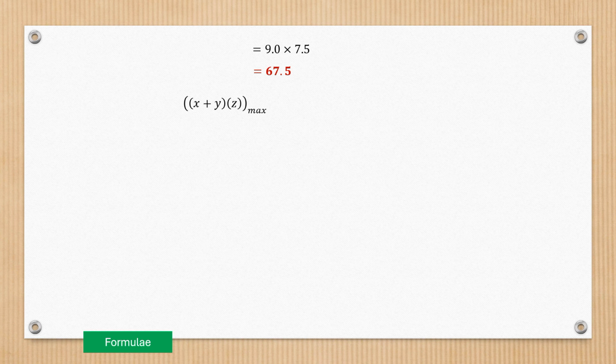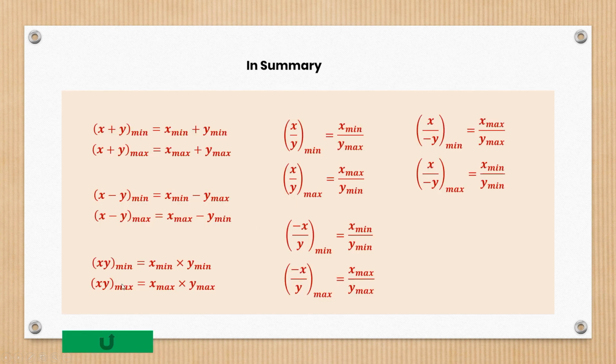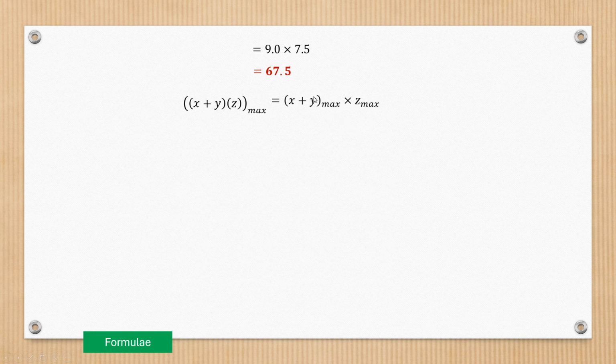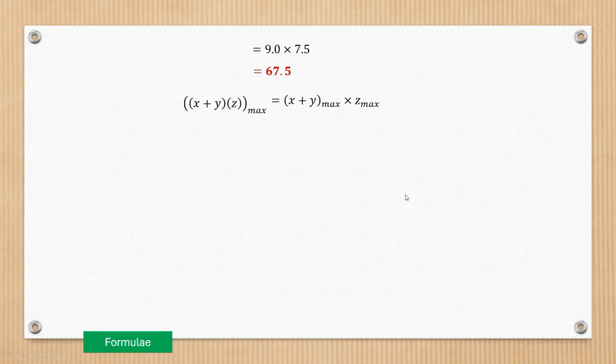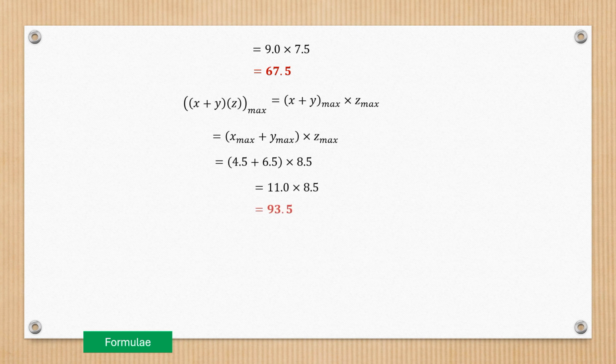We know that this shall be broken up into, let's look at the maximum value where we involve product. We shall have it as x max times y max. That means here I'll have x plus y max times z max. Now when we look at the maximum in addition, I'll have x max plus y max, so it's max max. So that means I'll have it as x max plus y max times z max. So I have 4.5 plus 6.5 times 8.5, which shall be 93.5, and this is the answer. So this is actually how we work out this question.